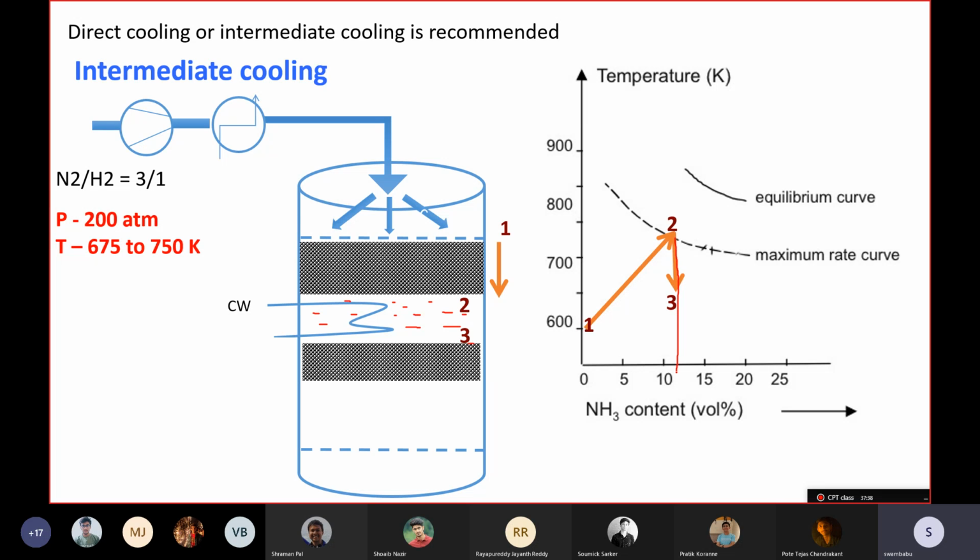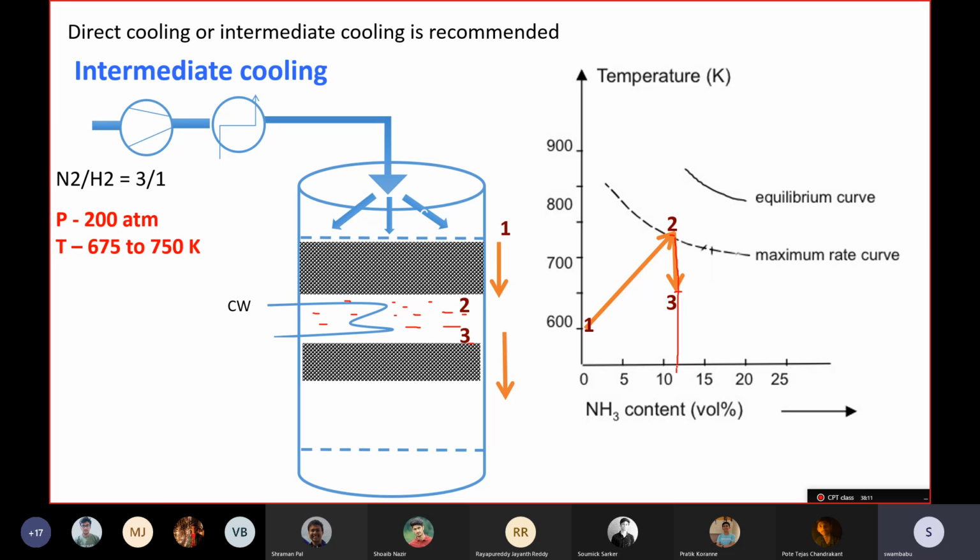Ammonia content is the same, no change, because no reaction is happening. Only cooling is happening. The temperature just drops from this temperature to this temperature. Only temperature reduction is happening. No reaction is happening. So at position 3, the cooled reactants and products enter into the reactor, again into the catalyst bed.